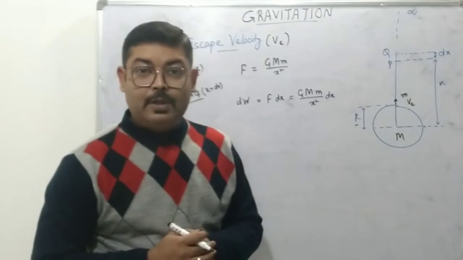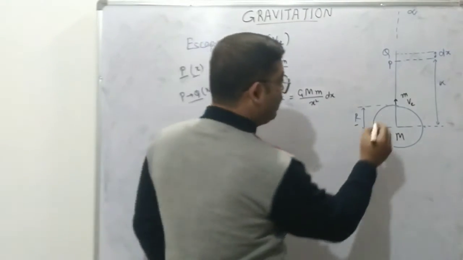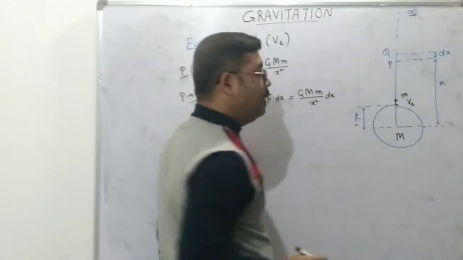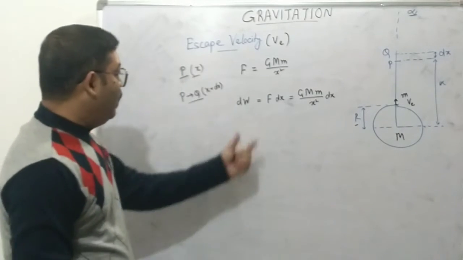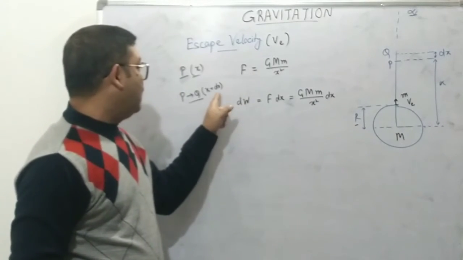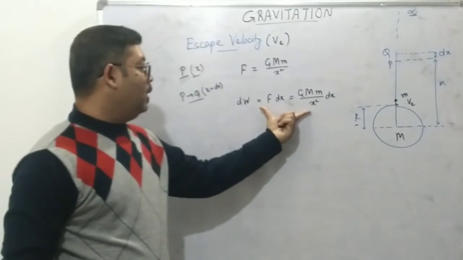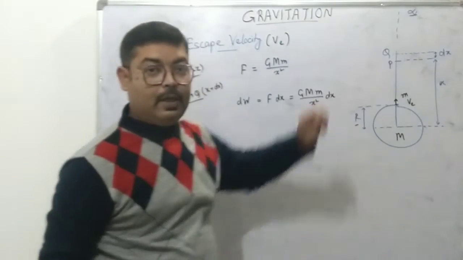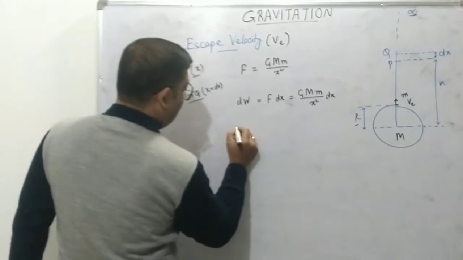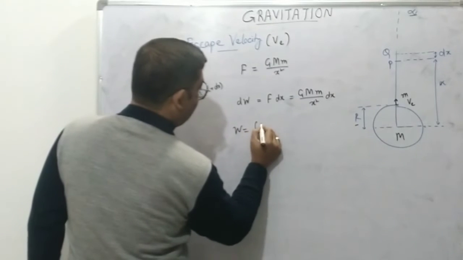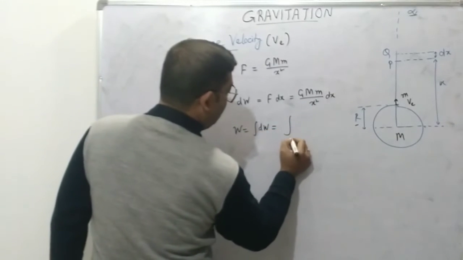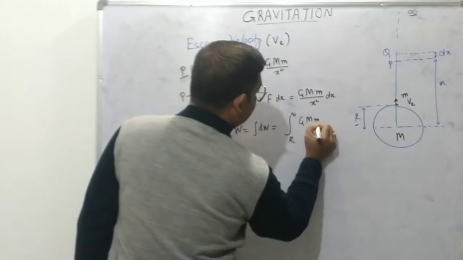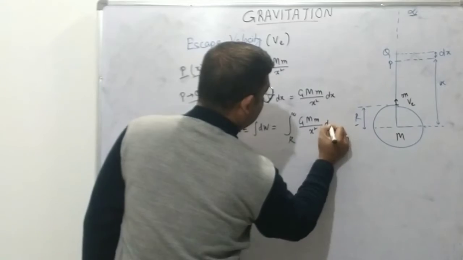So what is our objective? Our objective is to take the object from the surface of the earth to infinity. We know that taking it through a distance of dx from P to Q, this much work needs to be done. So the total work done in taking the object from earth surface to infinity will simply be W, the integration of dW with proper limits, from the earth surface to infinite distance, G M m by x squared dx.